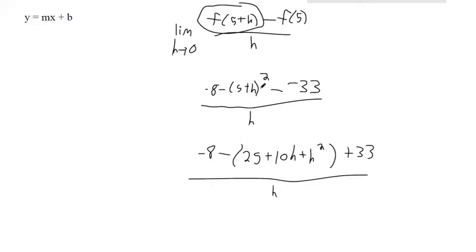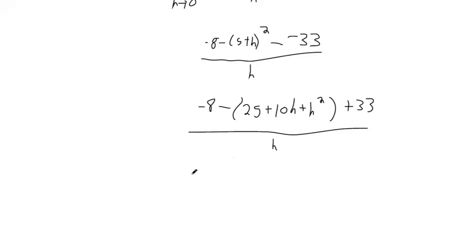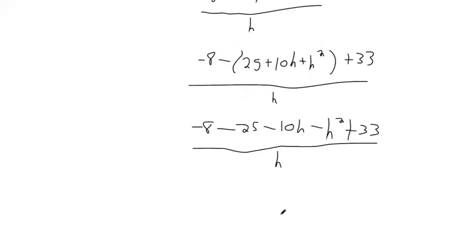Okay, so I did (5 plus h) squared. Remember, that's 5 plus h times 5 plus h, and that gets us this as a result. And look, I kept it in parentheses because there's a minus sign out front of it. So I still have a divide by 0 problem, so let's keep expanding.